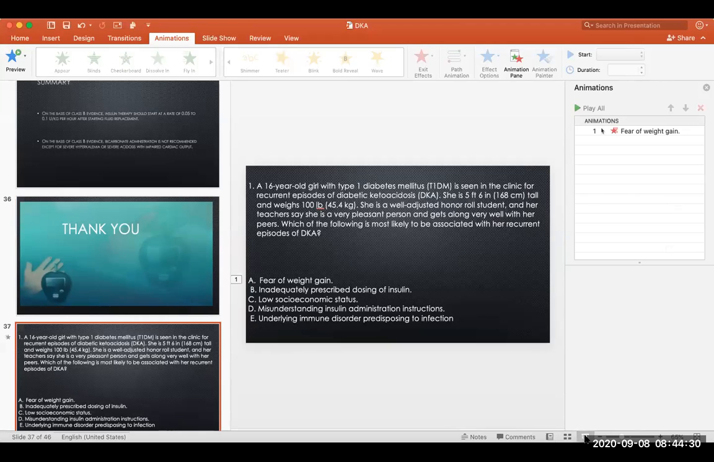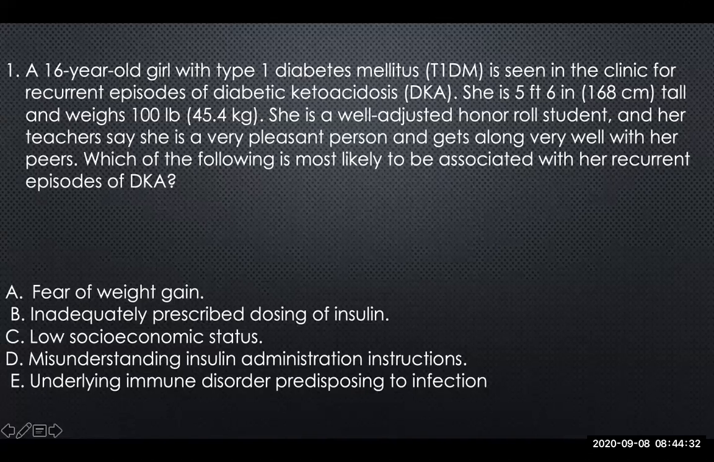A 16-year-old girl with type 1 diabetes is seen in the clinic for recurrent episodes of DKA. She is 5 feet 6 inches tall and weighs 100 pounds. She is a well-adjusted honor roll student, and her teachers say that she is a very pleasant person and gets along very well with her peers. Which of the following is most likely to be associated with her recurrent episodes of DKA?